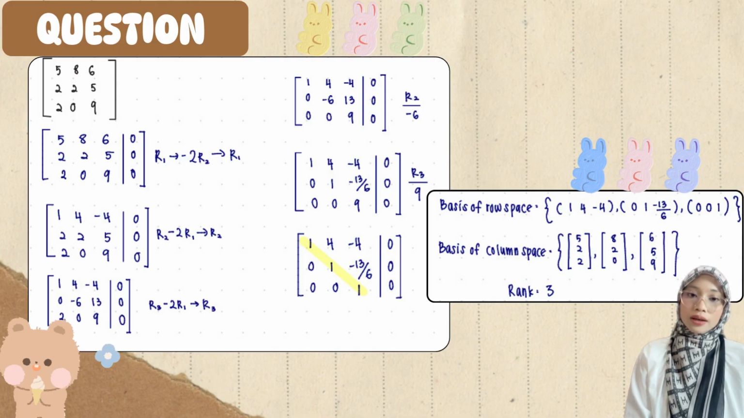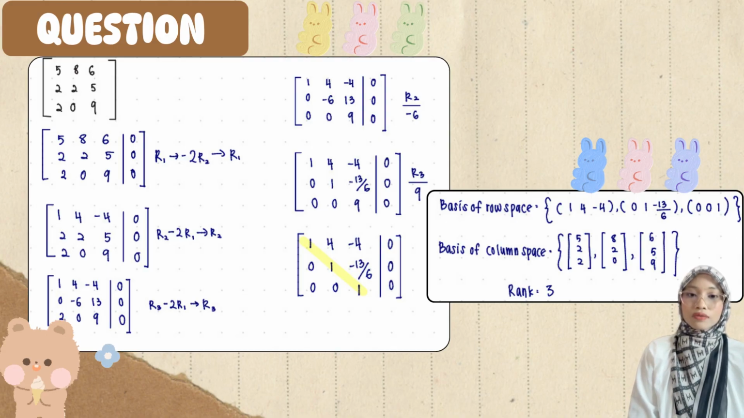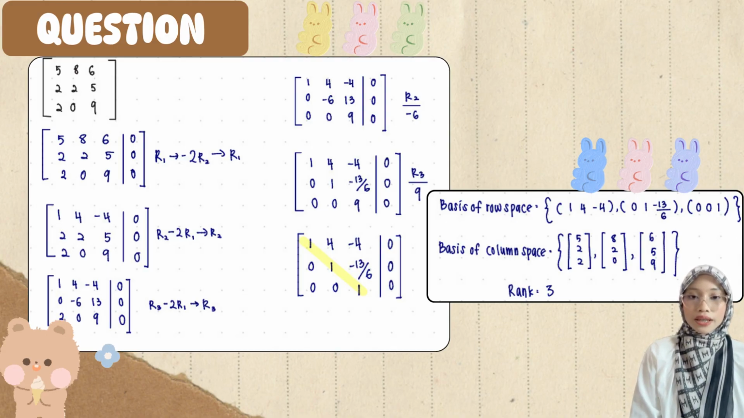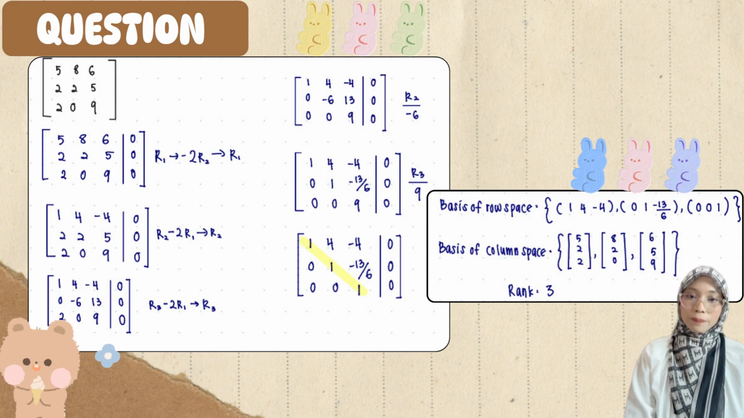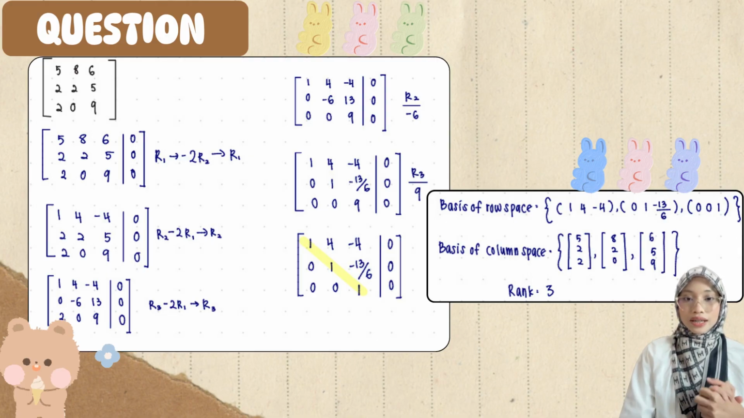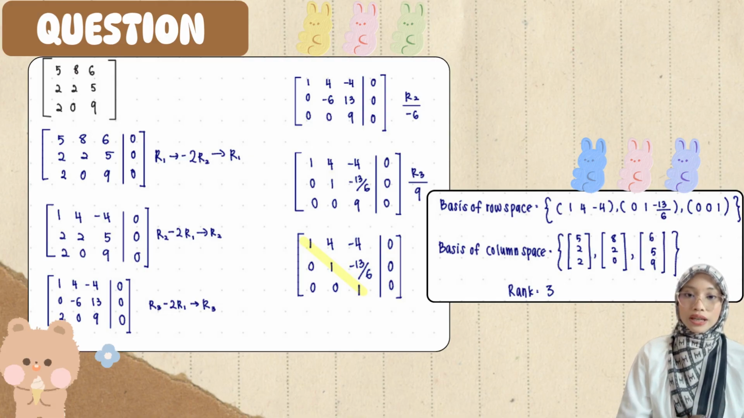Second, we eliminate the numbers below this leading one in the first column. We do this by applying R2 minus 2R1 equals R2 and R3 minus 2R1 equals R3. Third, we create the second leading one in row 2 by dividing the entire row by negative 6. Finally, we eliminate the value below in row 3 and normalize the final row. This leaves us with a clean row echelon form, REF. As we can see, this matrix contains 3 leading ones, which means it has full rank.